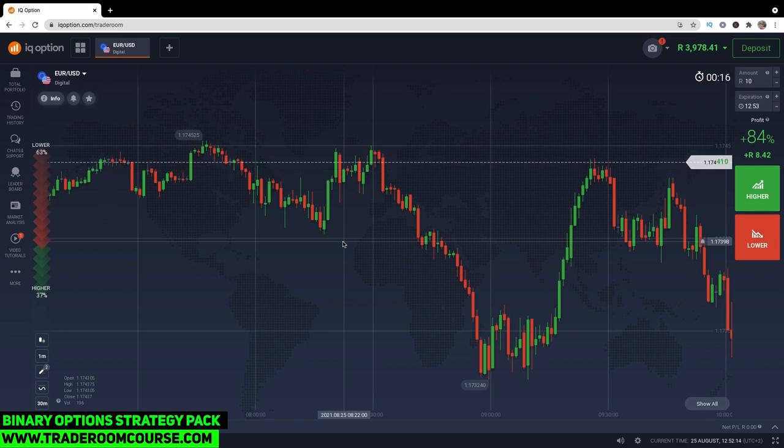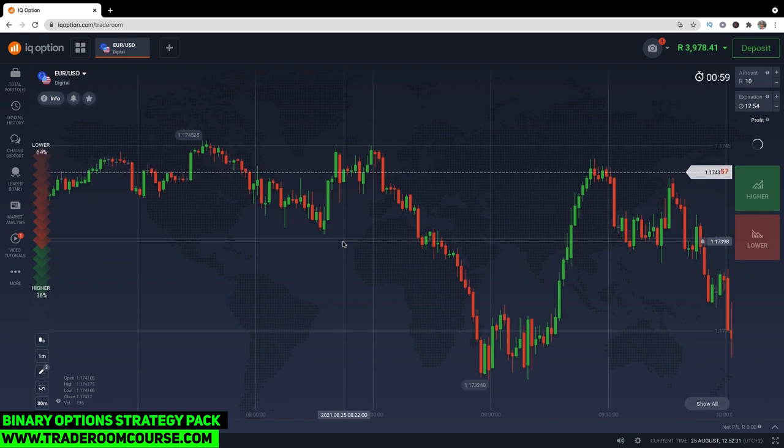Before we get started though, I must let you know that it is important to only invest money that you can afford to lose. Do not invest money that you cannot afford to lose. If you do this, it will result in bad trading results because your mind will not be in the right place when placing trades. So let's get to the strategy.